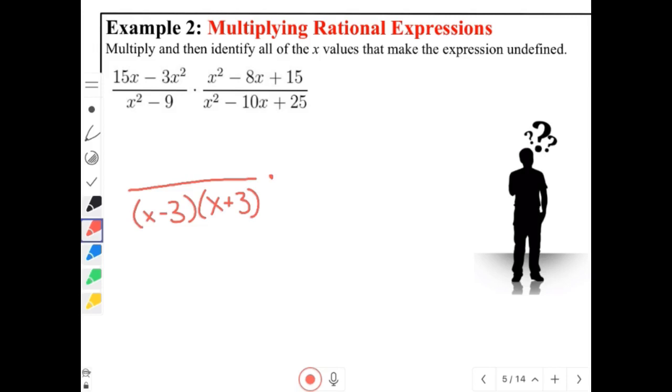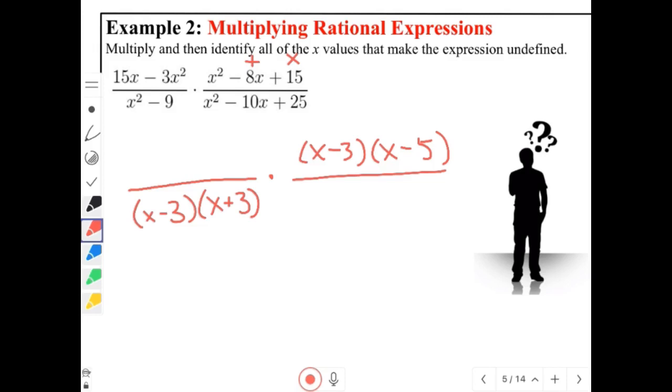Times, remember, we have what multiplies to get 15 and adds up to get negative 8. So I'm thinking both of those are going to be negative numbers. That's going to be x minus 3 and x minus 5, because negative 5 plus negative 3 is negative 8. Negative 3 times negative 5 is positive 15.